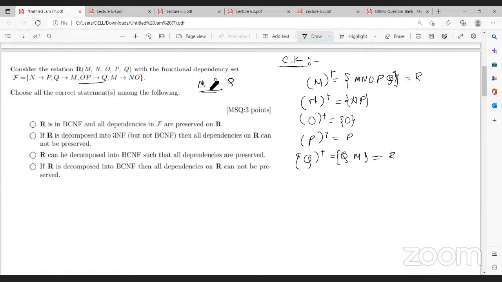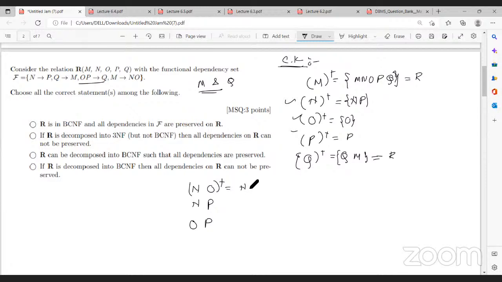If I take the combination of this candidate key with any other attribute, I will get the same relation R, so it will be a super key. What are the attributes remaining? N, O, P. So here we have to check the combinations of NO, NP, and OP also, right? Because we have to check all the possible combinations. Why are we not considering M and Q? Because if we take the combination of any other attribute with the candidate key, it will be a super key. Yes, sir. So that's why we are not considering M and Q. So that is NP and NO. Now take the closure of NO.